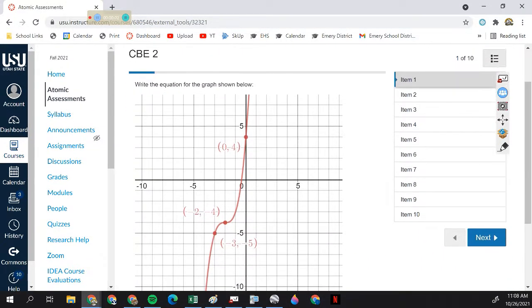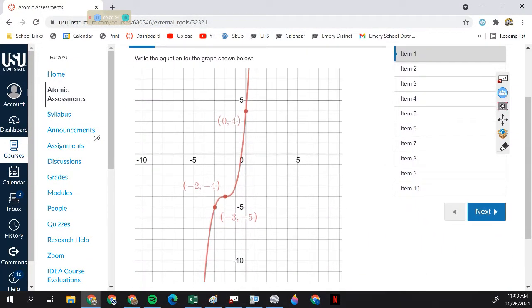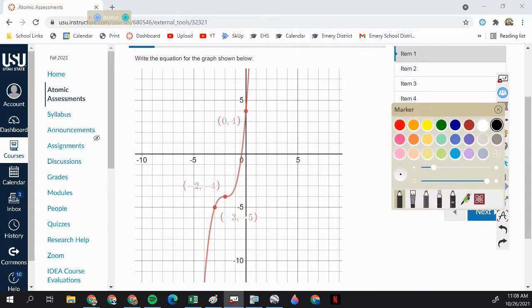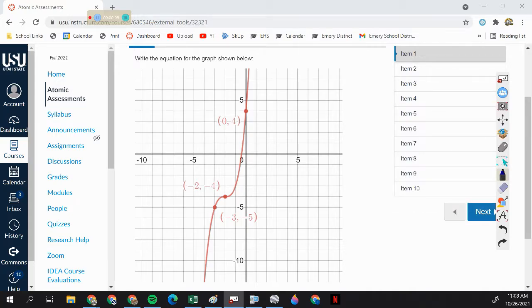Okay, this is CBE 2. So the first question has a cubic equation. So it's some form of x to the third. And we have to mark the vertex. The vertex is -2, -4. So how do I transform x to the third to match -2, -4?